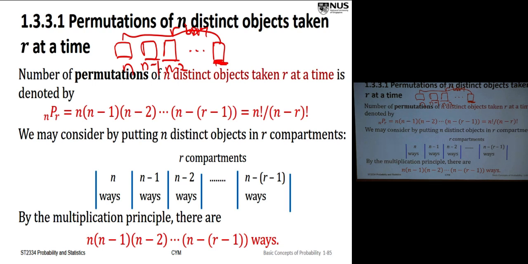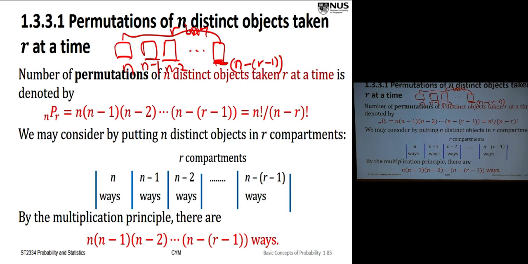So, you look at the pattern. The first box is N, the second box is N minus 1, the third box is N minus 2. This R-th box will be N minus (R minus 1). This is the number of remaining objects that you can fill up. So the total number of possible ways to arrange these R objects out of N objects is N times N minus 1 up to N minus (R minus 1).